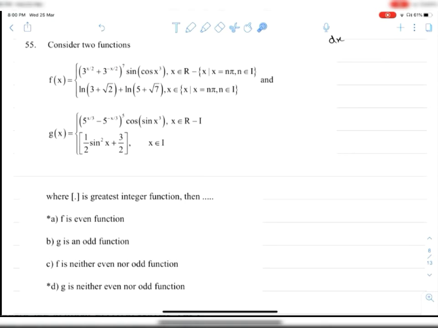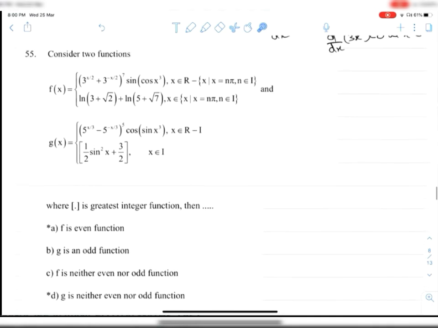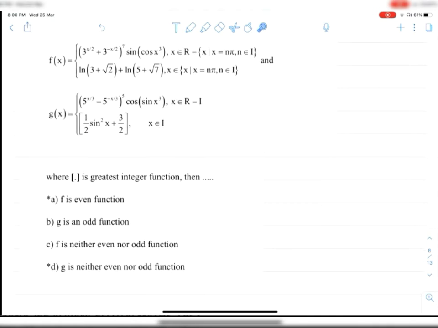Cos 7, sin of cos x cube, we get some random complex equation, so you don't need to solve it or do anything. X belongs to R minus x, where x is equal to n pi, n belongs to I. He's saying we shouldn't include this, and in this case we should include this. And in this case, random function. Whenever x is not an integer, it will be this function. When x is an integer, it will be this function.